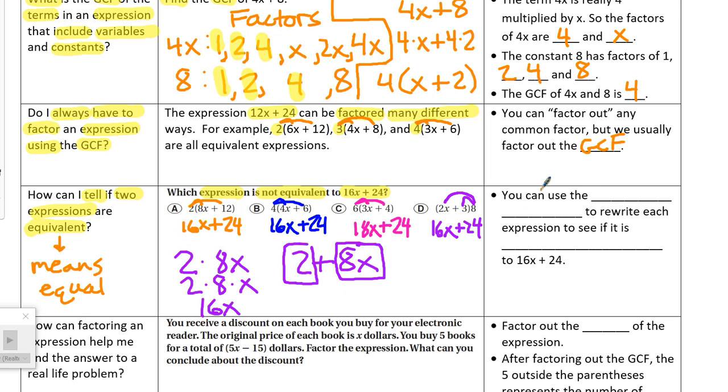Okay, what property are we using to rewrite the expressions? What are we doing? We are distributing. We're distributing that factor to all of the terms inside. So we're going to use the distributive property to rewrite each expression to see if it is, what was that word that we said means equal? Equivalent to 16x plus 24.